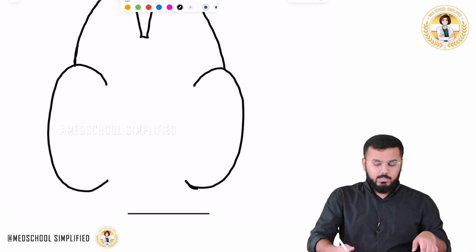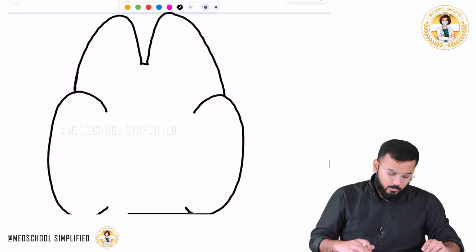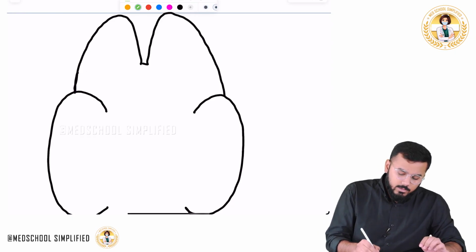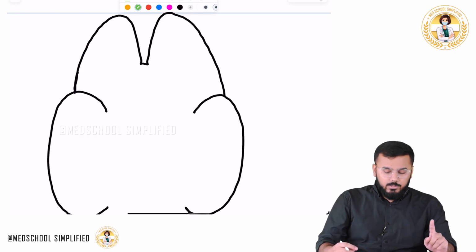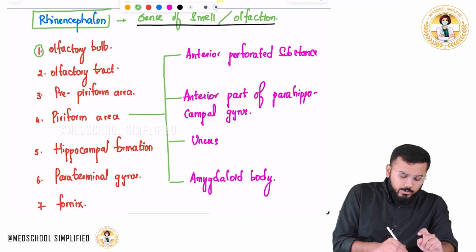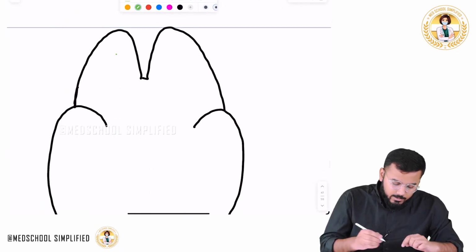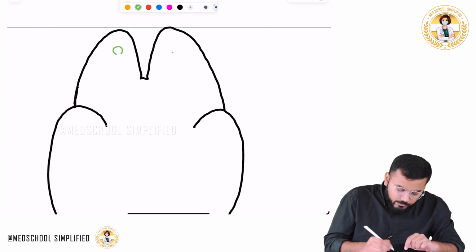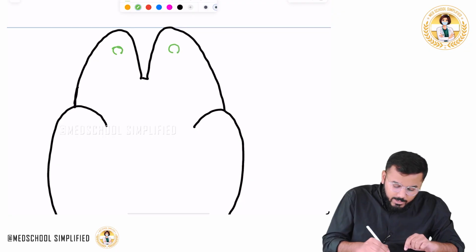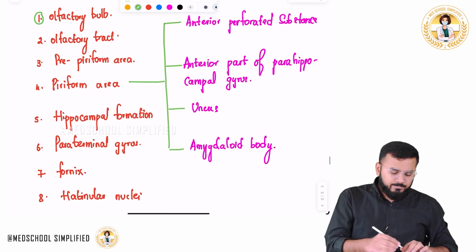Okay, so in this inferior surface of your brain, these are your cerebral hemispheres. Now exactly here, the first important part which we have is the olfactory bulb. So where is the olfactory bulb located? See, this is your olfactory bulb. One we have on the right, one on the left. So these are two of your olfactory bulbs. So we are done with the olfactory bulb.